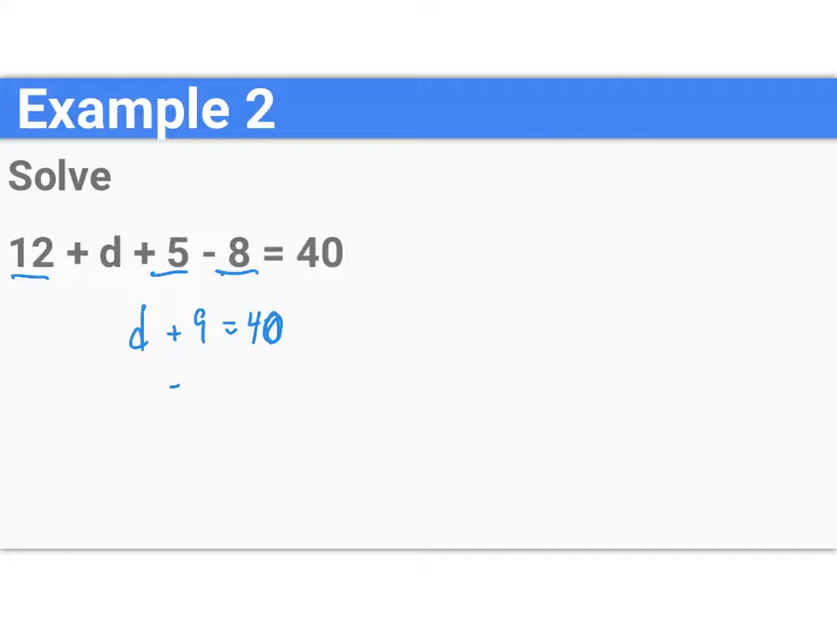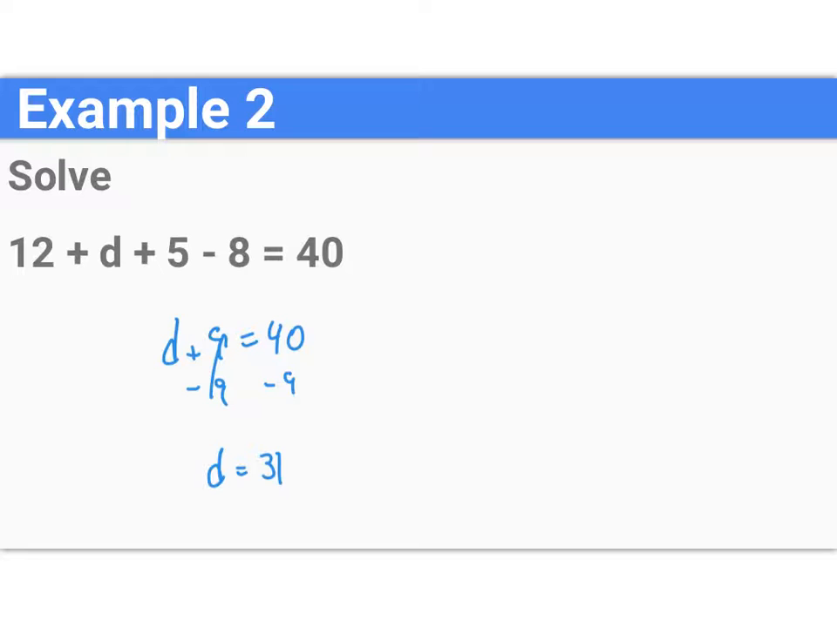So now the next step is to subtract 9 from both sides. And we'll pick this up on the next slide. So we had D plus 9 equals 40. We subtracted 9 from both sides. We subtracted 9. That cancels out, and D equals 31. Now, if you were to substitute 31 back in for D, you should get 40 out.